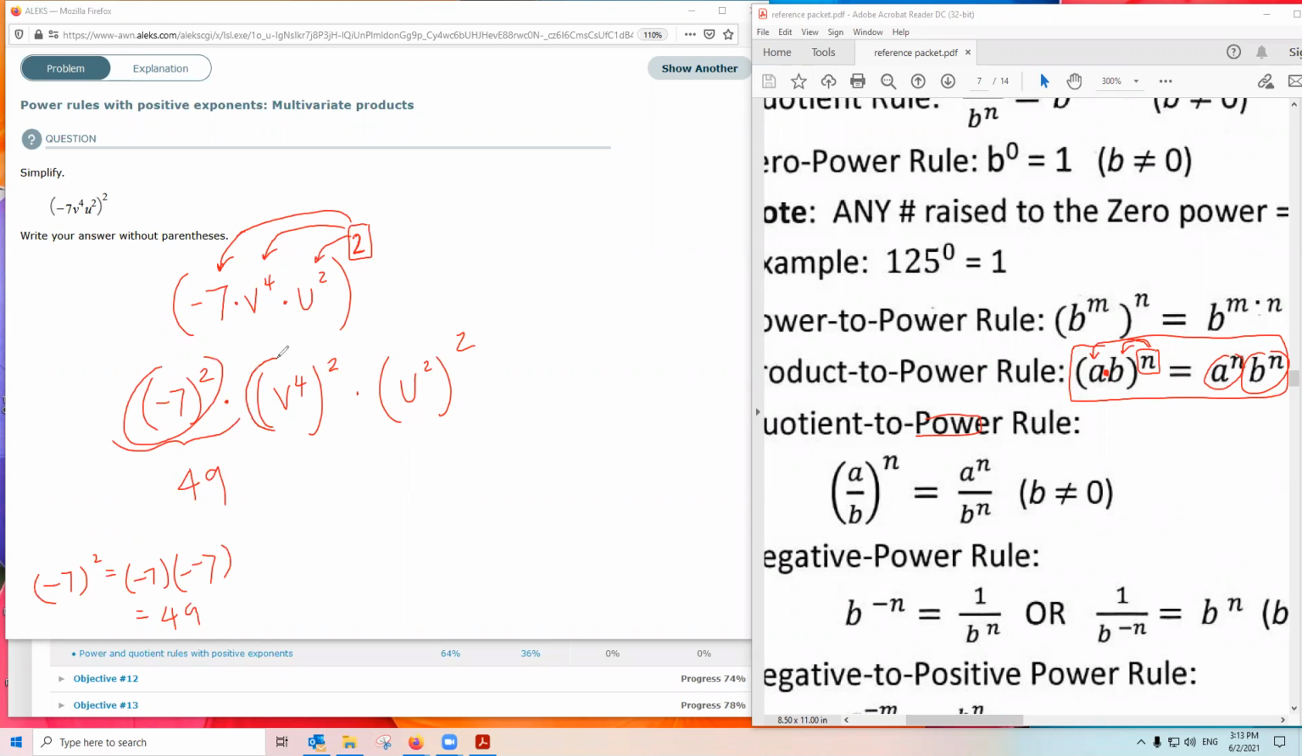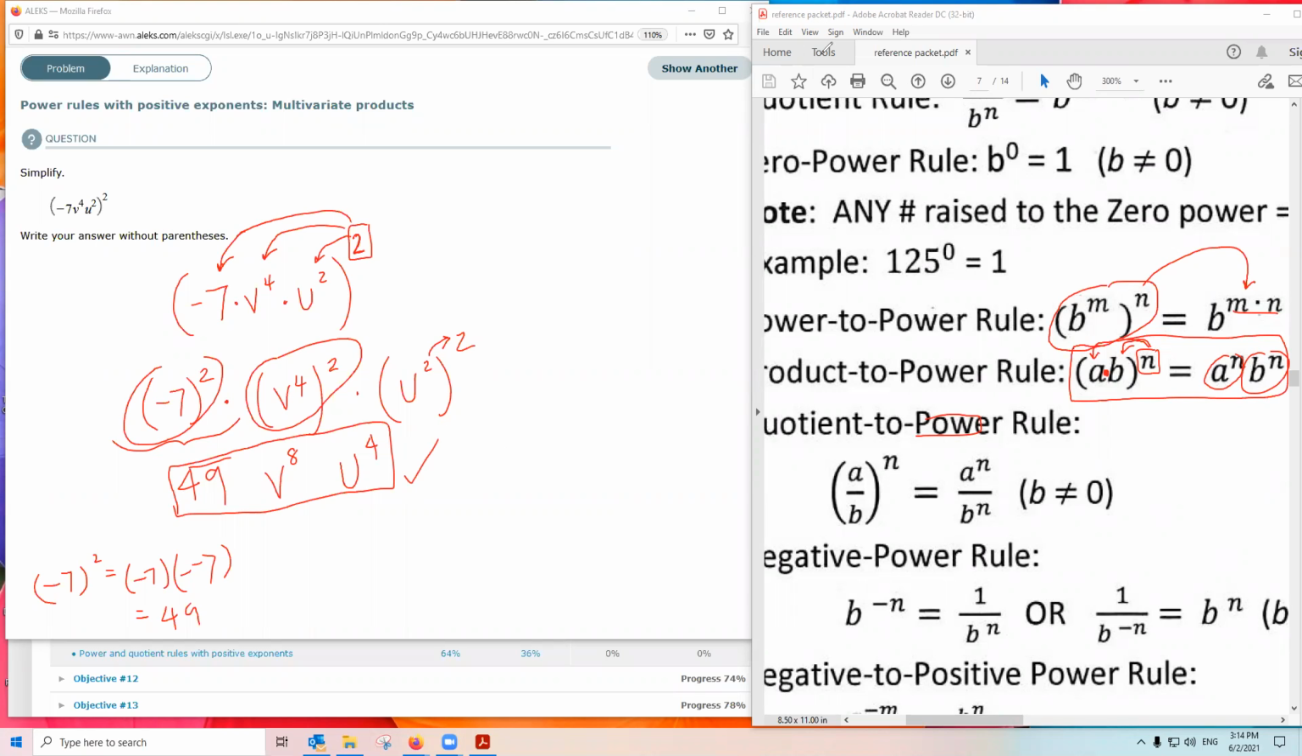How about v to the 4 raised to the 2? Well, that takes me back to this rule. When you have one exponent being raised to another, that's when you multiply the exponents together. So I'm going to multiply 4 times 2 and get 8. Then for u to the 2 raised to the 2, I'm going to multiply the 2 times 2 and get 4. So here's my final answer. I can't simplify that anymore. So that's the end result here.